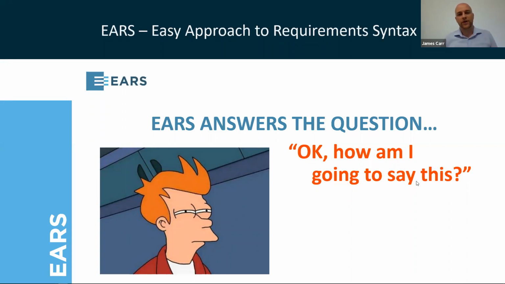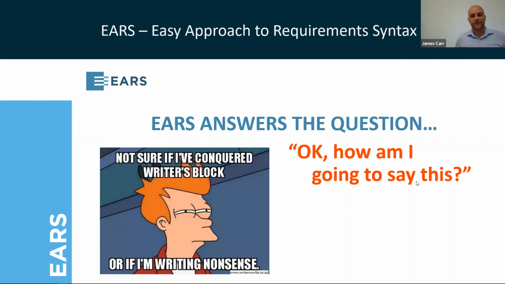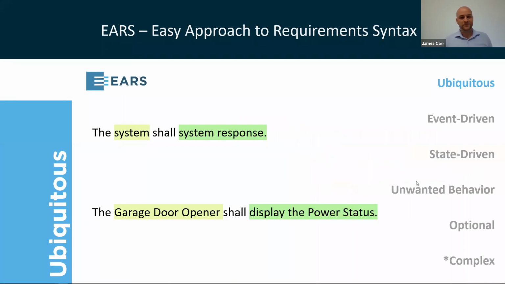So you identify what type of requirement it is, and then you already have your framework for how this is going to be structured, and you simply fill in the blanks. So if you've ever been staring at the screen like this, not sure if you've conquered writer's block or if you're just writing nonsense, then EARS can help you with that. So the first example is for a ubiquitous requirement.